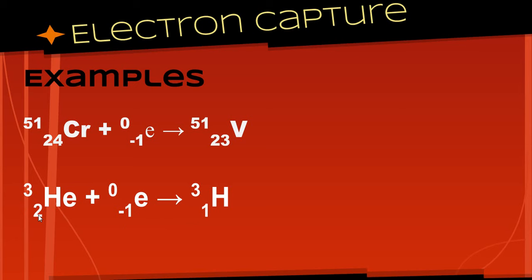So then it can no longer be a proton, now it's a neutron. And because we have 1 less proton, now we only have 1 proton total, now it's going to be hydrogen. Mass number, once again, remains the same. So that is electron capture.